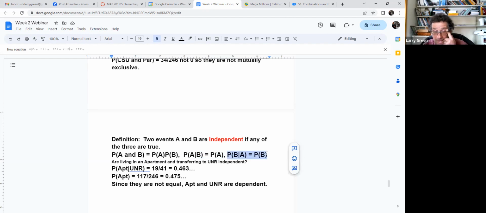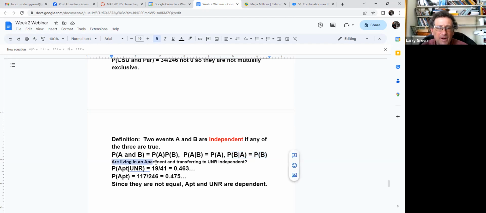And if any of those are true, then they are independent. If any are false, they are dependent. I'm not going to prove this, but it turns out that if one is true, they're all true. If one is false, they're all false. You can either prove it yourself or you can trust me, you choose. Any questions on the definition before we do some examples?